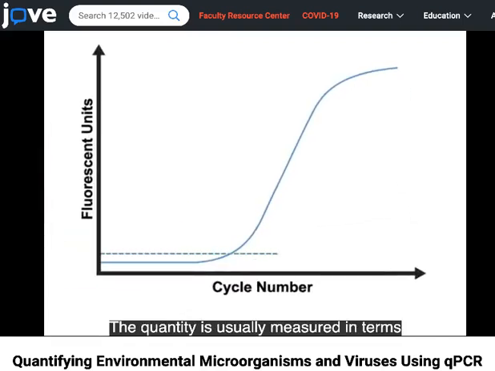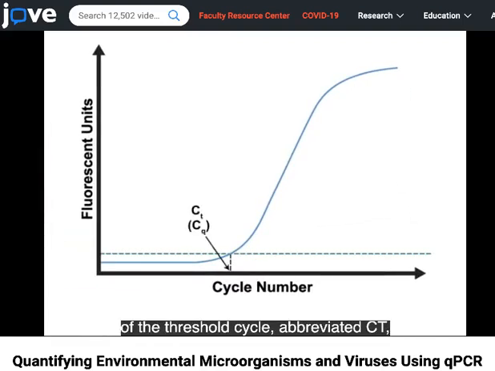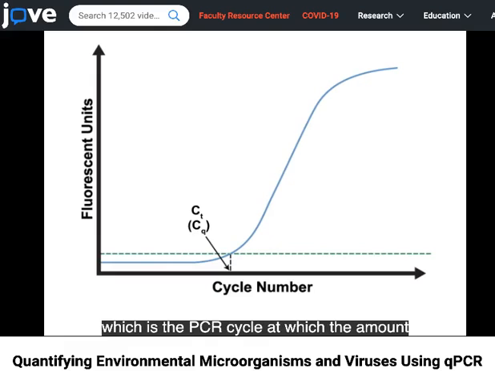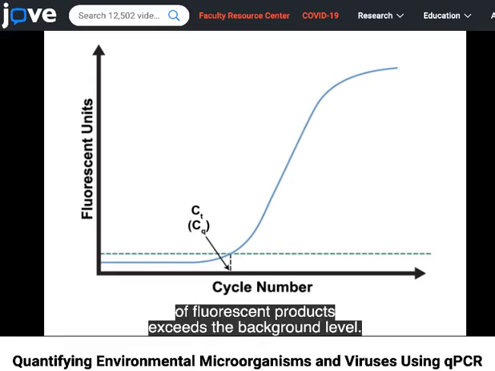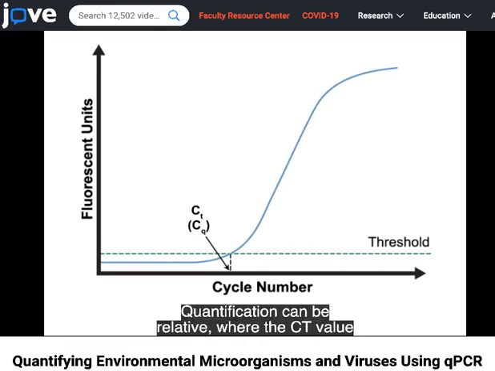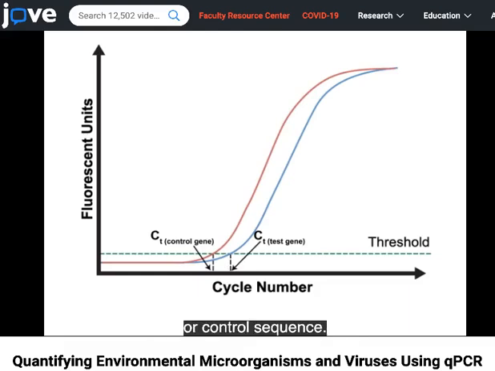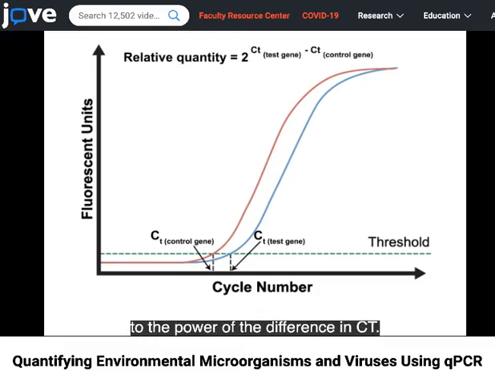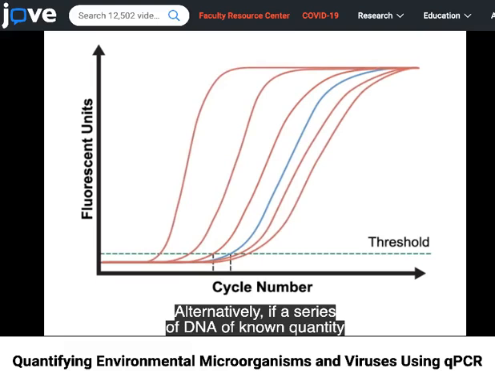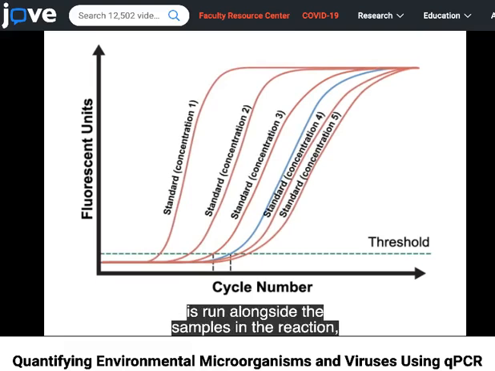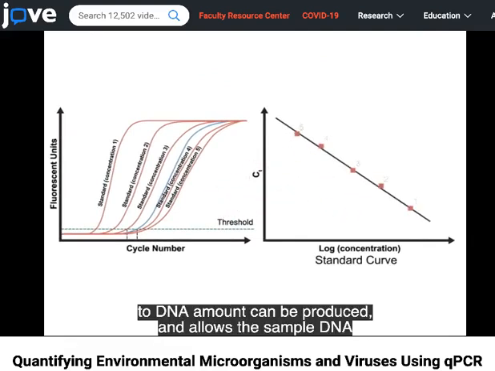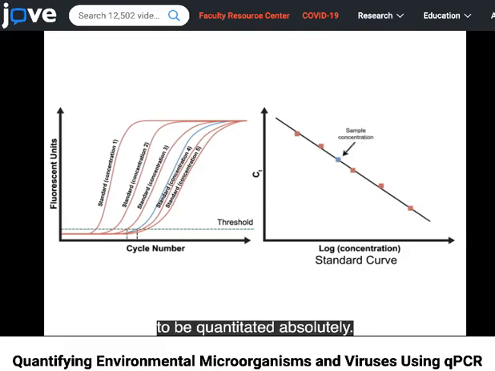The quantity is usually measured in terms of the threshold cycle, abbreviated CT, also known as the quantification cycle, or CQ, which is the PCR cycle at which the amount of fluorescent products exceeds the background level. Quantification can be relative, where the CT value of one sequence is compared to that of another standard or control sequence. The relative quantity is equal to 2 raised to the power of the difference in CT. Alternatively, if a series of DNA of known quantity is run alongside the samples in the reaction, a standard curve comparing fluorescence value to DNA amount can be produced, and allows the sample DNA to be quantitated absolutely.